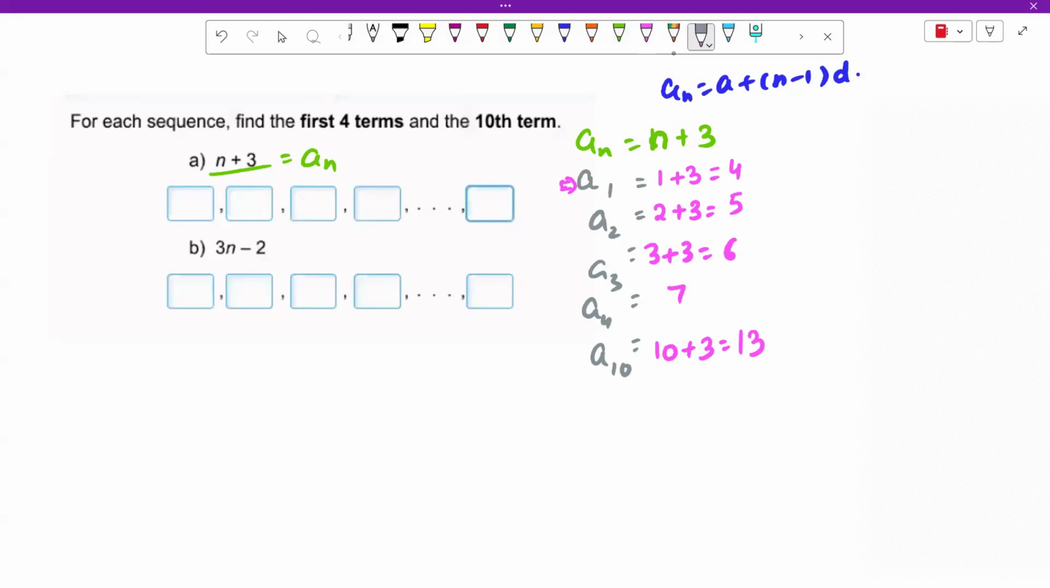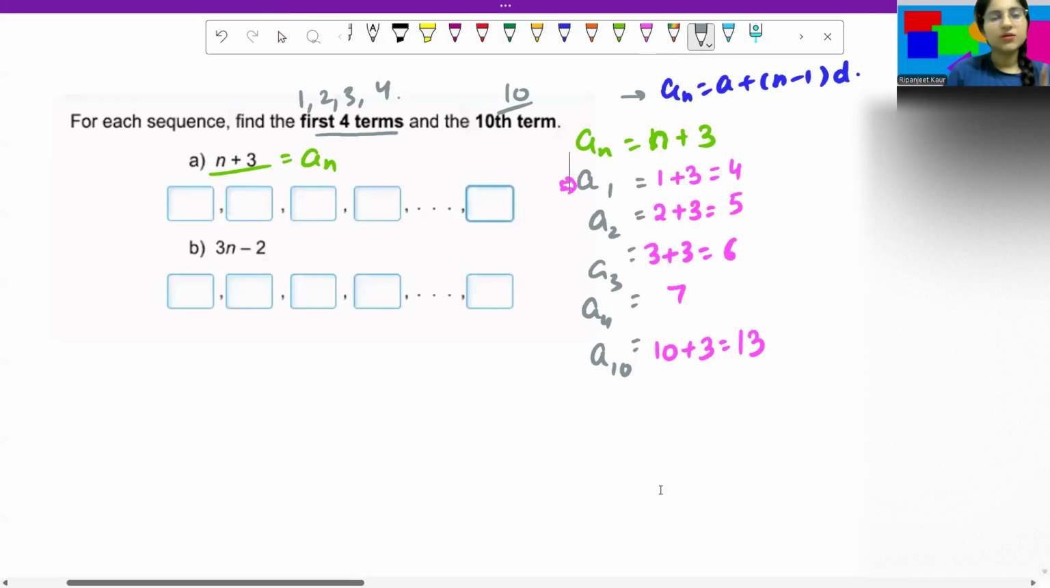Now, how do you know n's value? See, they are telling first four terms, meaning first, second, third, fourth. They are saying 10th value. So these are four terms. Because first four means 1, 2, 3, 4. When they say first four, it just means 1, 2, 3, 4. Yeah, but in the second one it shows 3n. Yes. Okay, no worries.